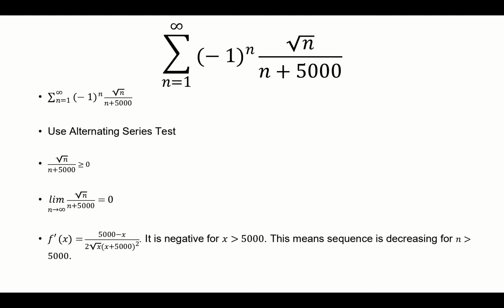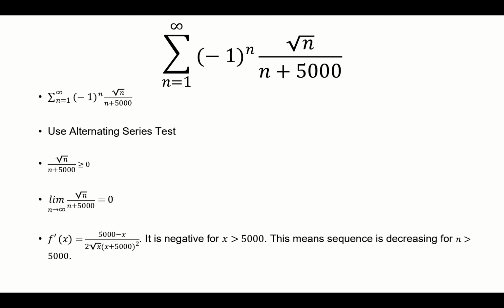The first being non-negative. Clearly, this is going to be non-negative because we're looking at positive values for n, and it's always going to be positive when you add or divide positive numbers. The next one being the limit as n approaches infinity goes to 0, and that's clear because the denominator has a higher degree than the numerator, so it will go to 0.